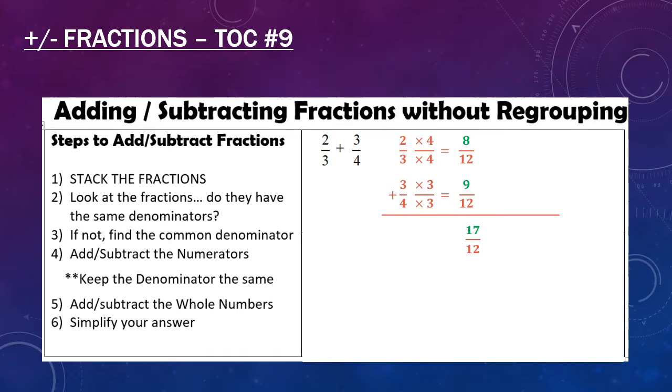17 is divided by 12, so 17 goes in the house. 12 goes into 17 1 time, and there's 5 left over. And I can't simplify that any further, so my answer is just 1 5/12. Go ahead and put a square around that answer. Put a square around 1 5/12.